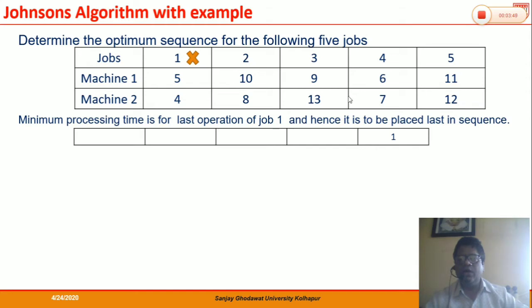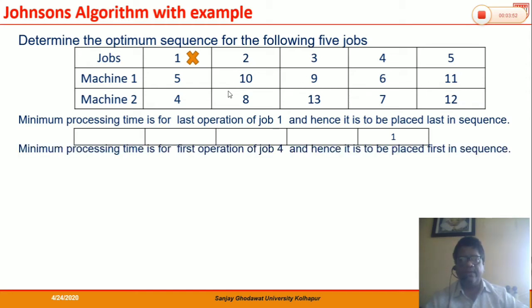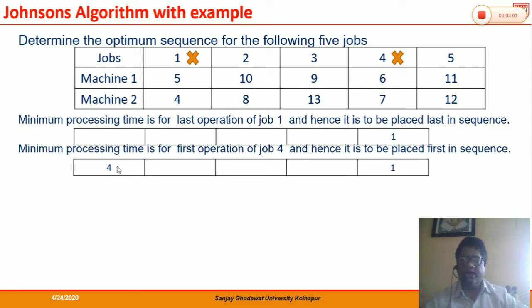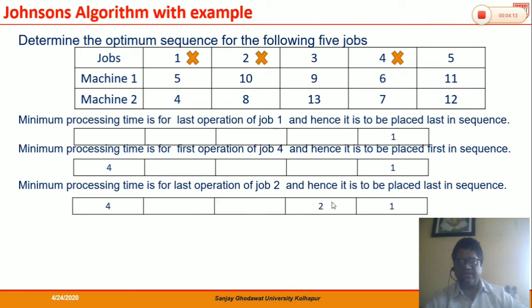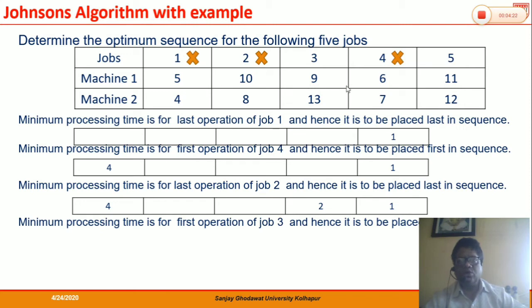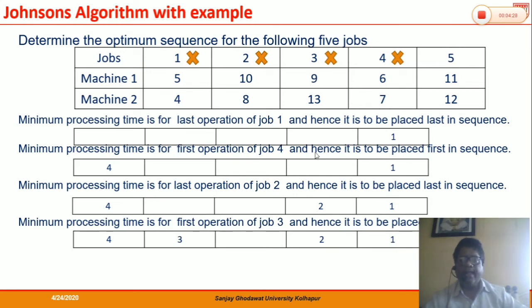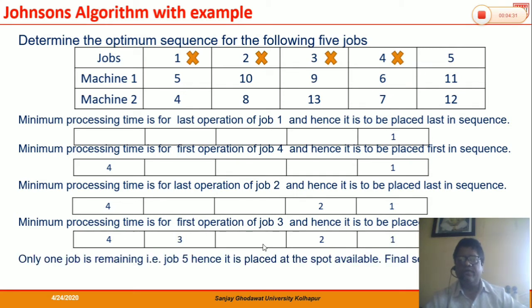Now out of the remaining, we have to search for the shortest processing time, and you will find the shortest processing time is 6. It is for the 4th job and it is for the first operation, so we have scheduled it first. Now out of the remaining 3, we have to search for the shortest time, and the shortest time you will find is 8, and it is for the second job, so that job should be placed last in sequence. Out of the remaining 3 and 5, the shortest time is 9 for job number 3 for the first operation, so we will sequence it first, and then finally the last position we will give to job number 5.